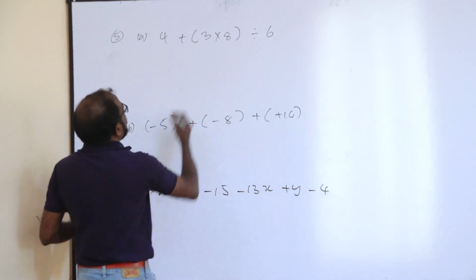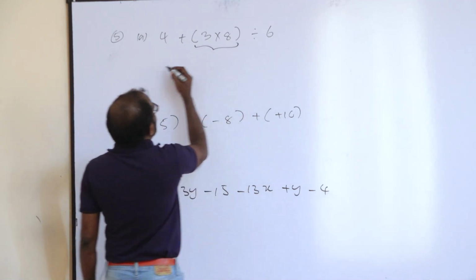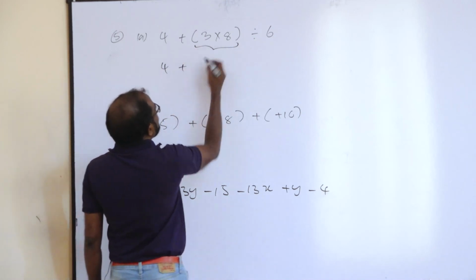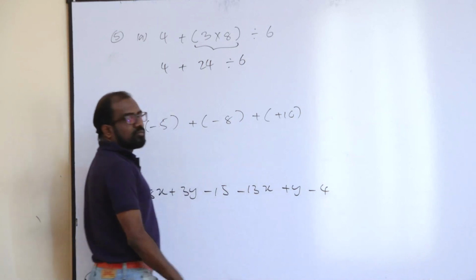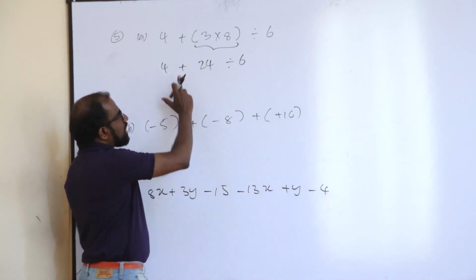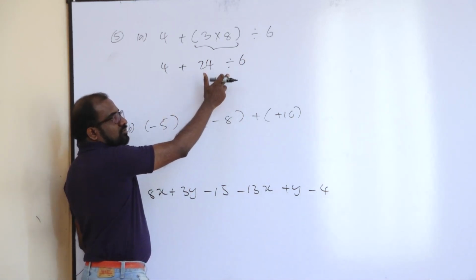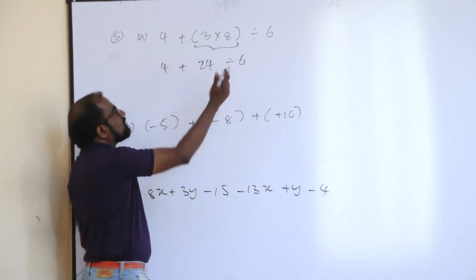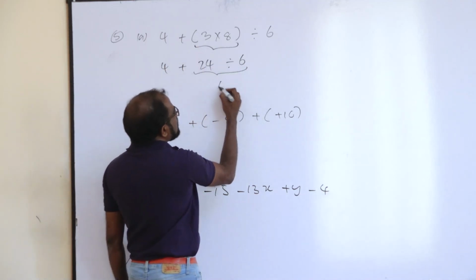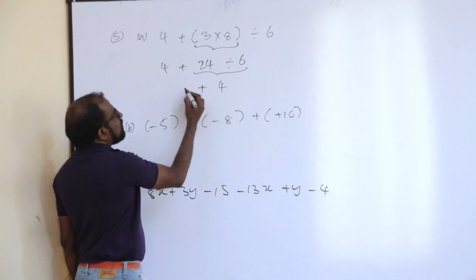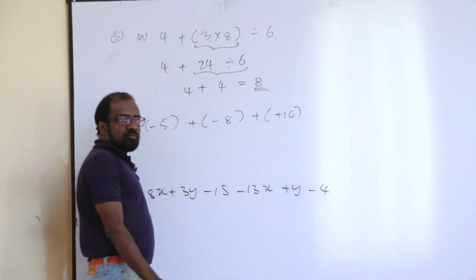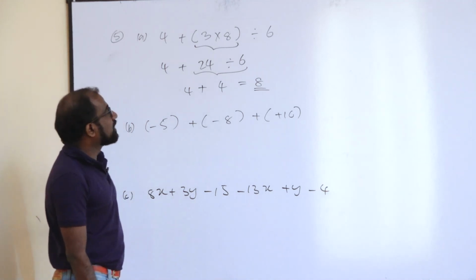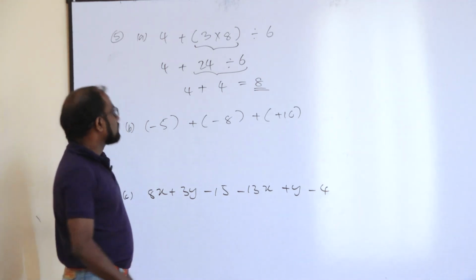So what should we do first? Simplify this bracket. 3 times 8 is 24. Now what shall we do? After the bracket, multiplication or division. 24 divided by 6 is 4. And then 4 plus 4, what is the answer? 8. That was the second lesson, simplify numerical expressions.